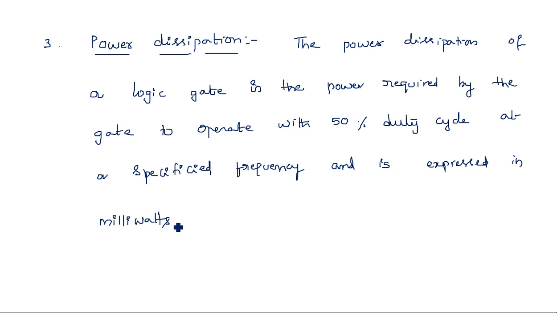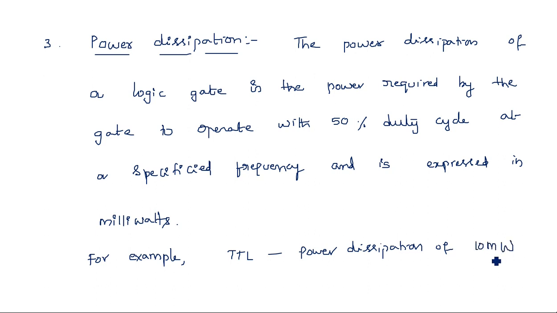Suppose any gate is having power dissipation, like in TTL for example, TTL has a power dissipation of 10 milliwatts. Every logic family is having different power dissipations. TTL has one type of power dissipation, ECL has another type of power dissipation, like that.